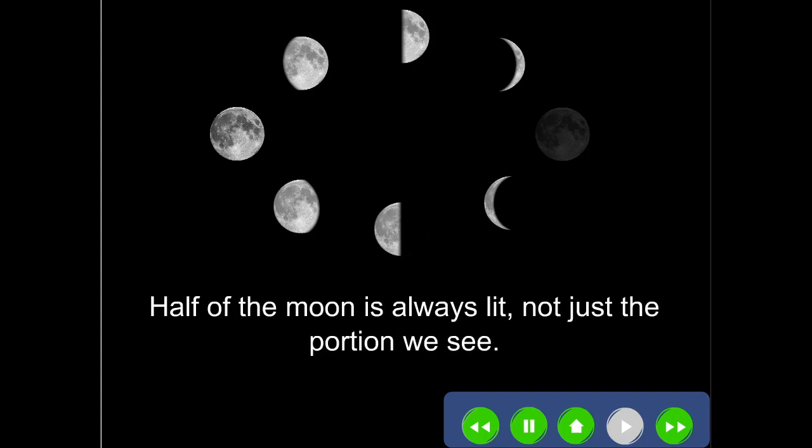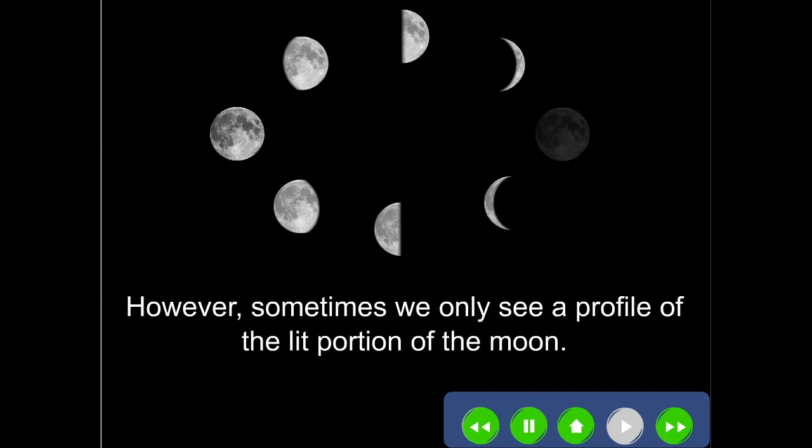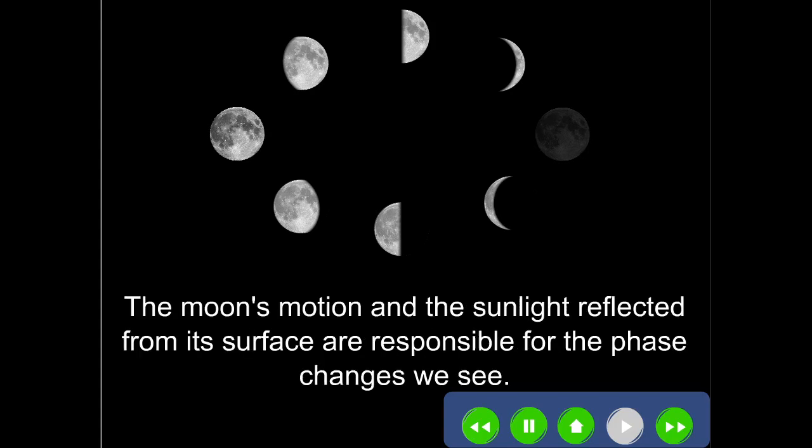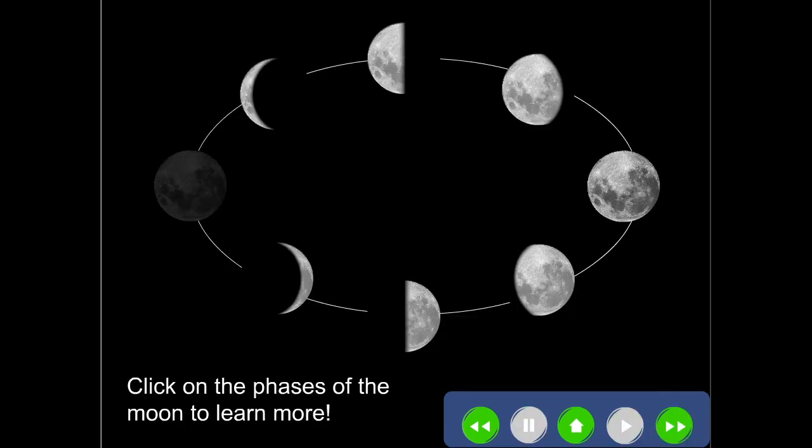Half of the moon is always lit, not just the portion we see. However, sometimes we only see a profile of the lit portion of the moon. The moon's motion and the sunlight reflected from its surface are responsible for the phase changes we see. Click on the phases of the moon to learn more.